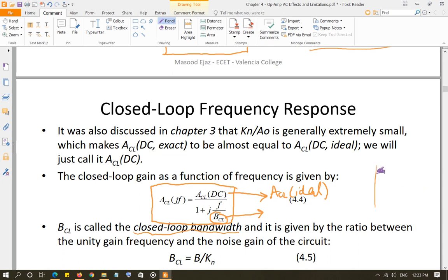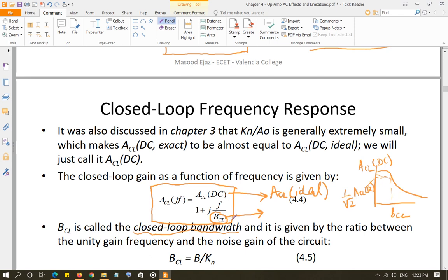So again, if I'm creating a curve, something like this, so at 0, my gain is ACL DC, and then at BCL this gain will be down to 1 over the square root of 2 times ACL DC. So this is my closed loop bandwidth.